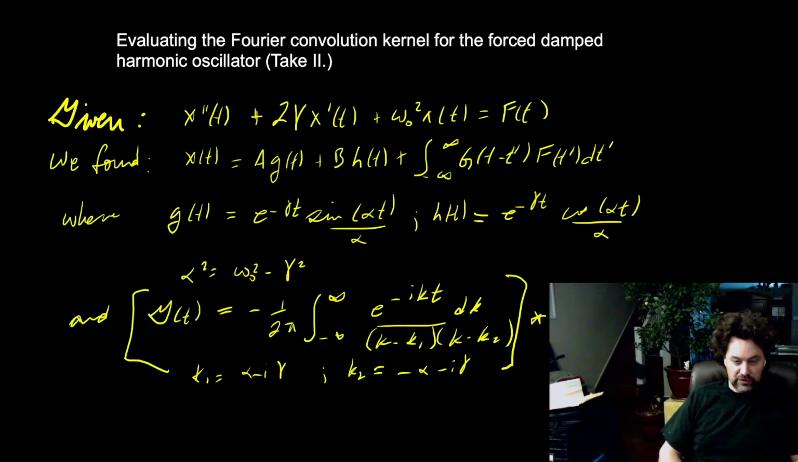In this case, alpha is the square root of omega naught squared minus gamma squared. Our convolution kernel that we found through Fourier transform methods was minus 1 over 2 pi, integrating with respect to k, e to the minus i k t over k minus k1 and k minus k2. And k1 was alpha minus i gamma, and k2 was minus alpha minus i gamma. We have both of the poles of this particular integrand in the bottom half plane.